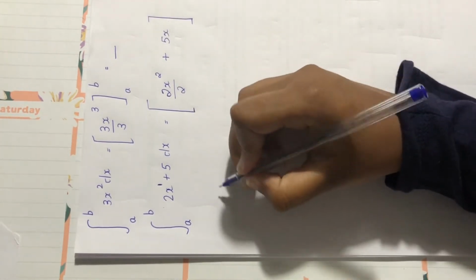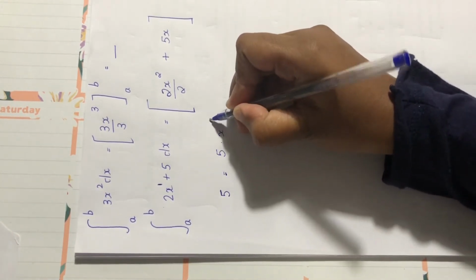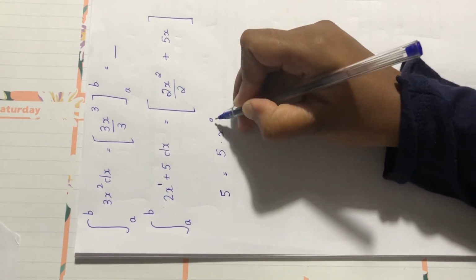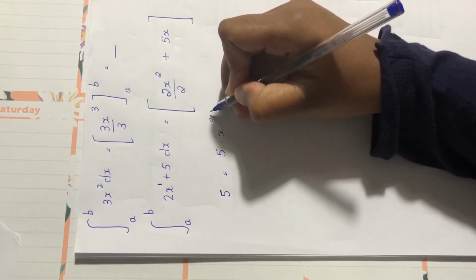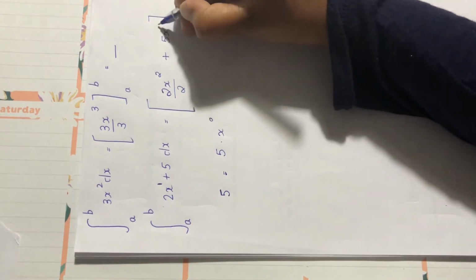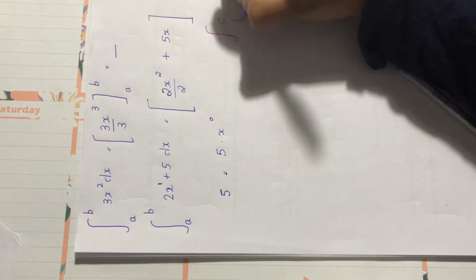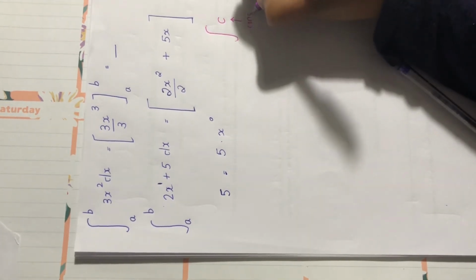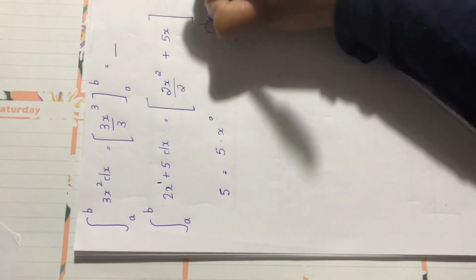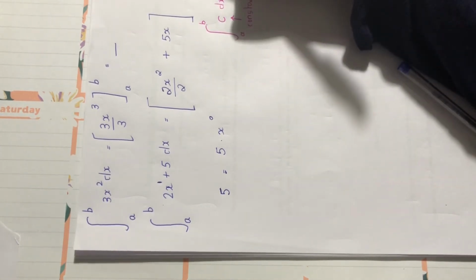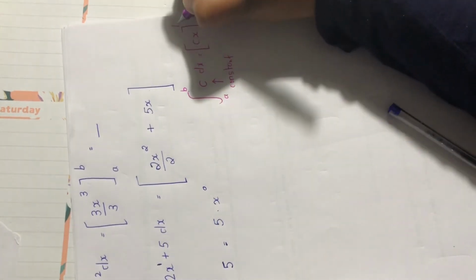How do we get that? 5 is also equal to 5 times x power 0, because any value to the power of 0 is always 1. Now, if we are integrating this x power 0, we are adding plus 1, right? That's why we get 5x power 1. So, integrating a constant c with respect to x is going to be cx. Again, a to b.